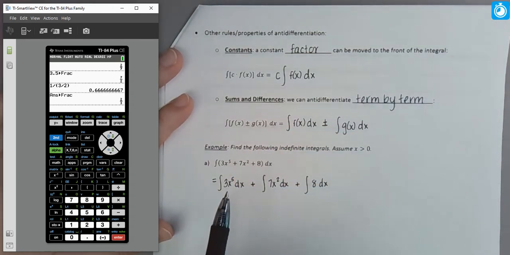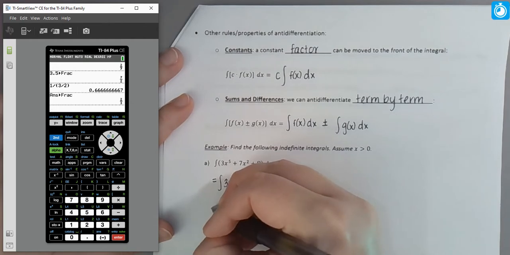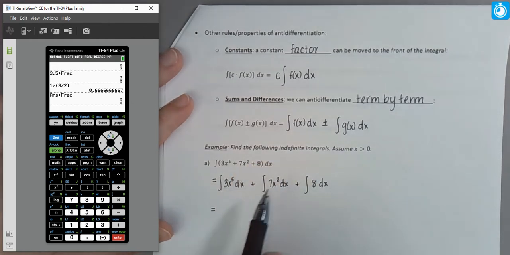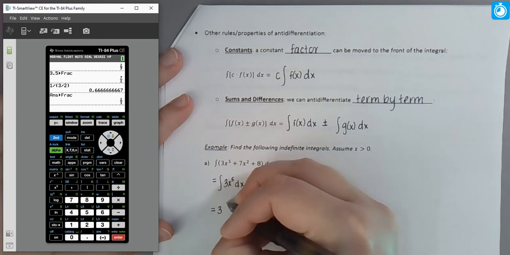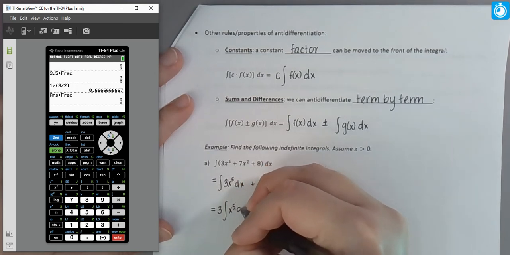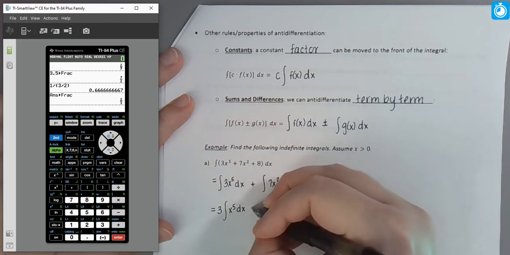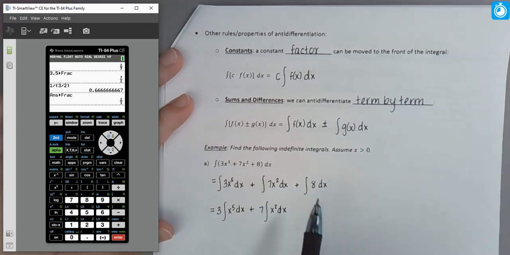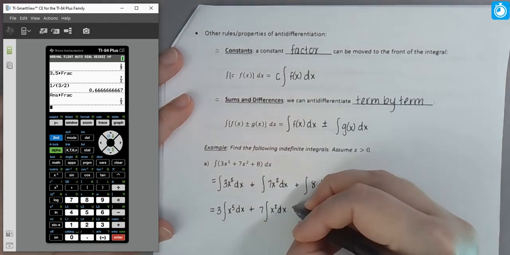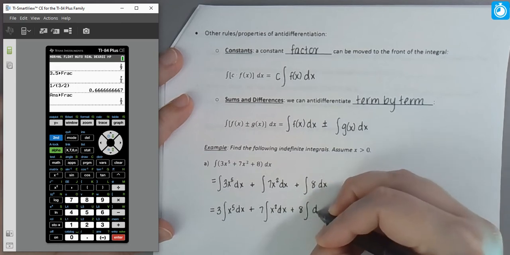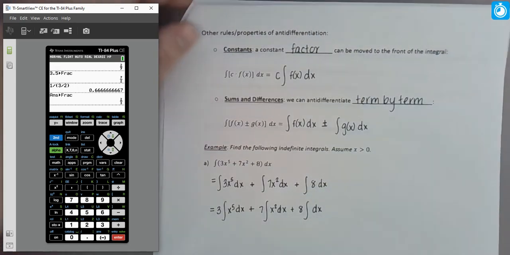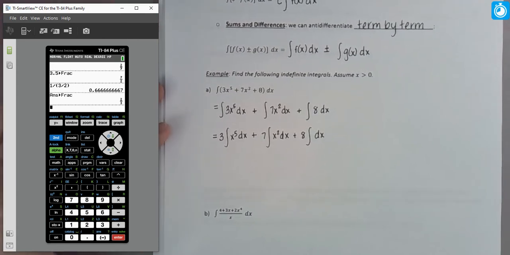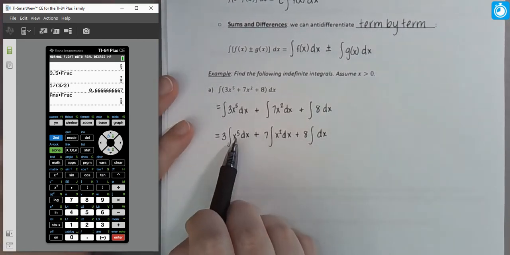Now, what else can we do? Notice for these first 2, we have a function of x multiplied by a constant. So the constant rule says, or the constant coefficient rule says, we can factor out that coefficient and it doesn't affect the antiderivative. So we can pull out that 3, we can pull out the 7, and then technically speaking, we can also pull out the 8 if we want. So let's do that and we'll talk about what happens if that's the case. So now everything is as simple as it can be, and so we can apply, in this case, the power rule.